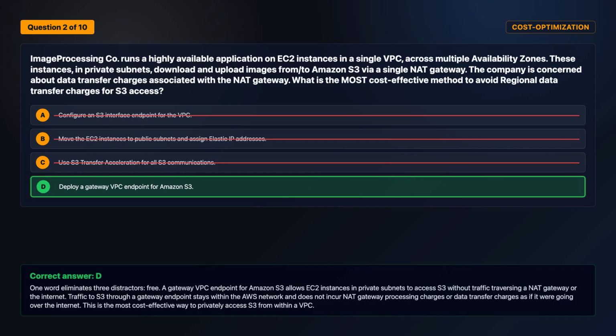The correct answer is option D. One word eliminates 3 distractors. Free. A gateway VPC endpoint for Amazon S3 allows EC2 instances in private subnets to access S3 without traffic traversing a NAT gateway or the internet. Traffic to S3 through a gateway endpoint stays within the AWS network and does not incur NAT gateway processing charges or data transfer charges as if it were going over the internet. This is the most cost-effective way to privately access S3 from within a VPC.